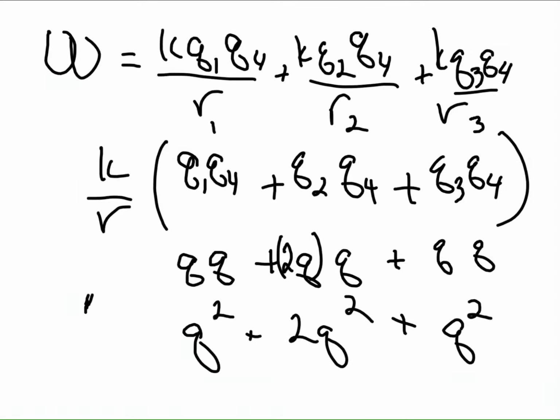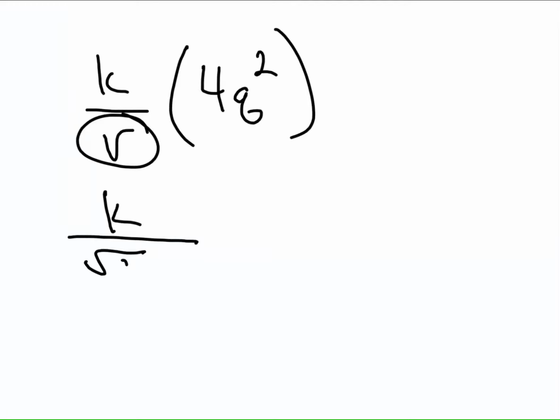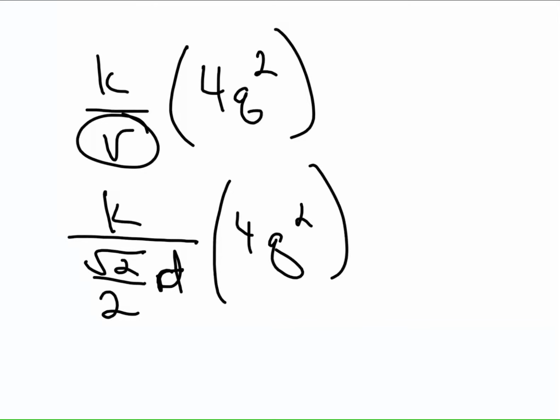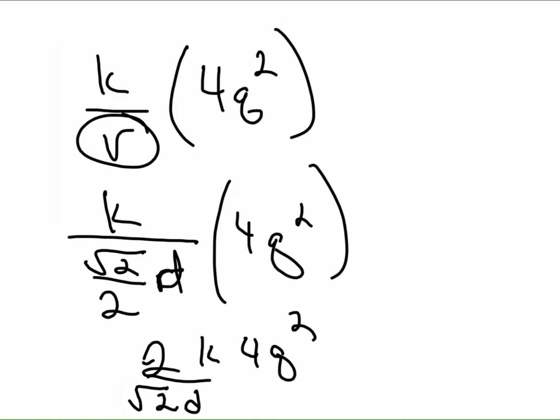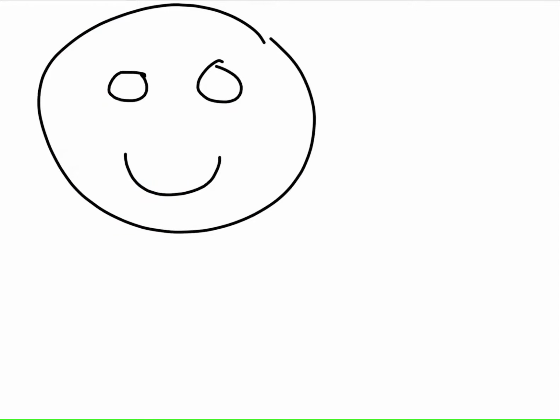So we have K over R for Q squared. R we have to replace, so that's going to be the rad 2 over 2 D times 4 Q squared. We're going to flip and multiply, so now we have 2K for Q squared over rad 2D. And it looks very, very similar to what we had before. 8KQ squared over rad 2D. So, I do hope that helped. I hope that kind of, if nothing else, was just a reminder of everything we've done up until now.